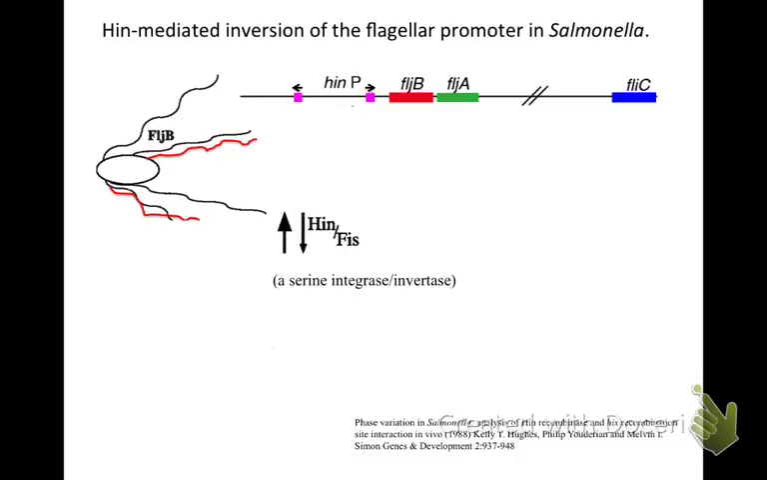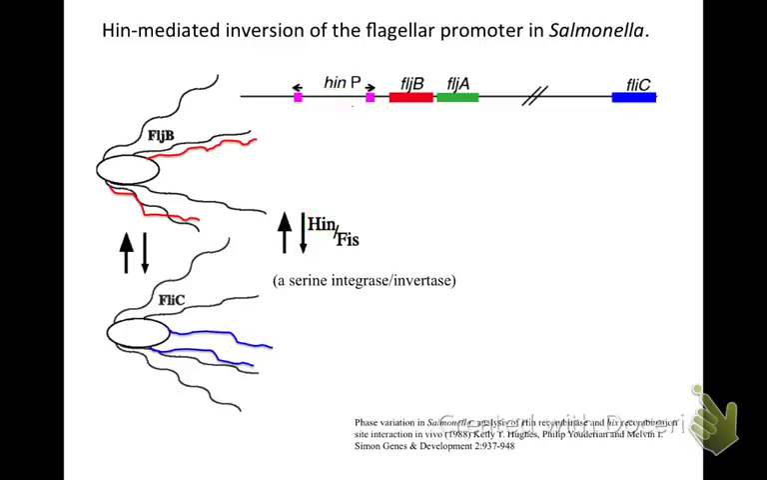Now, periodically, when the Hin protein is made, and notice that the gene for Hin is between these two purple boxes that I've drawn on the DNA, Hin gets made, and what it does is it mediates a flip, and I'll show you this on the next slide, so that now instead of making FljB, we're making FliC. Now let's look at some detail of this.